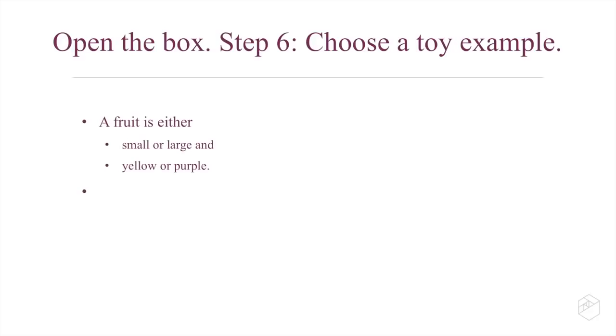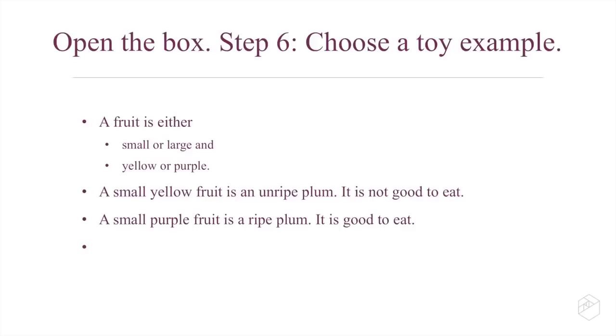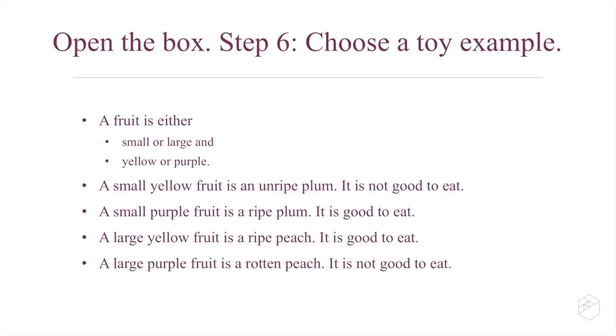So for this one, I settled on fruit. So imagine that we have fruit. It can either be small or large or yellow or purple. Now, any small fruit is a plum. If it's yellow, it's not yet ripe, but if it's purple, it's ripe and good to eat. Any large fruit is a peach. If it's yellow, it's great to eat, but if it's purple, it's rotten. You don't want to eat it.